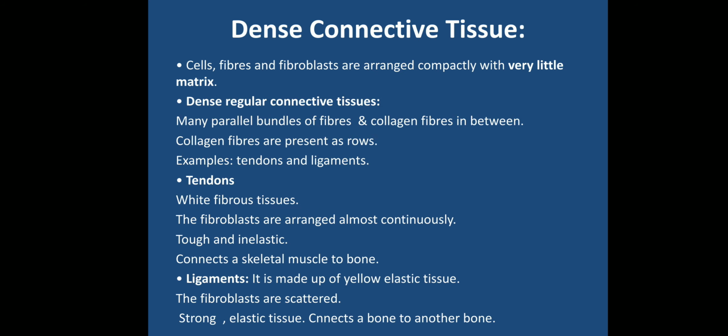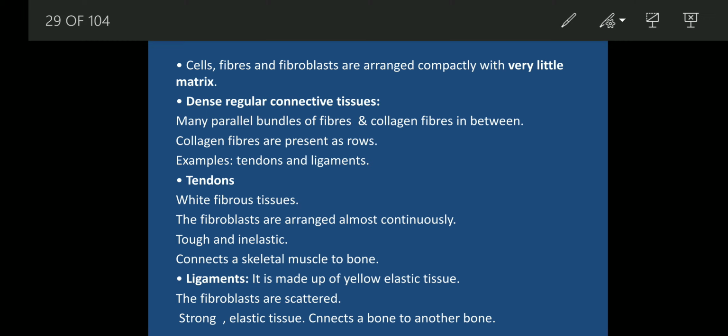Now we are done with the loose connective tissue. The second type of tissue is dense connective tissue. As the name suggests, over there the extracellular matrix or ground substance was present in a heavy amount, while over here the number of cells will be higher compared to the loose connective tissue. So in a small volume of fluid, there will be a higher amount of cells. The cells, fibers and fibroblasts are arranged compactly with very little matrix. As the name suggests, it's densely packed.